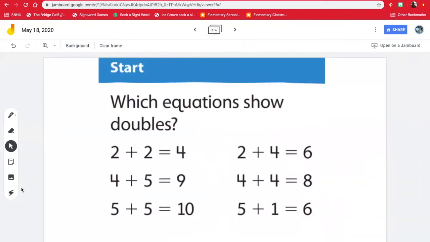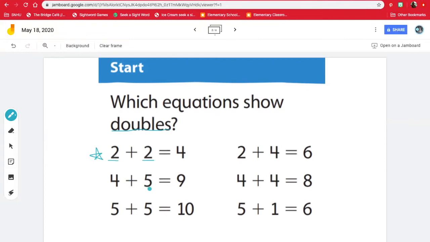Let's start here. We're going to start easy and work our way up. It says, which equations show doubles? Well, we know doubles means that both addends need to be the same. So let's look at the addends. We have 2 and 2. That means that this one is a double.